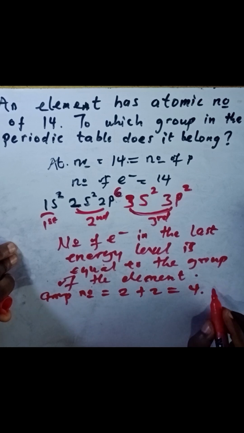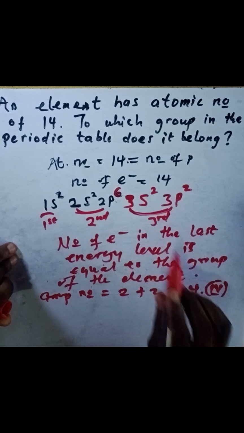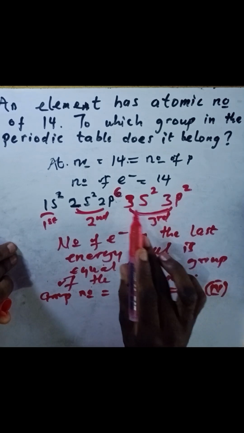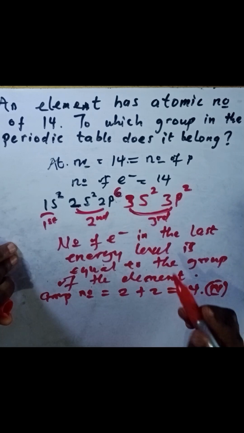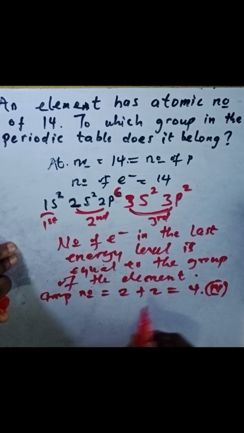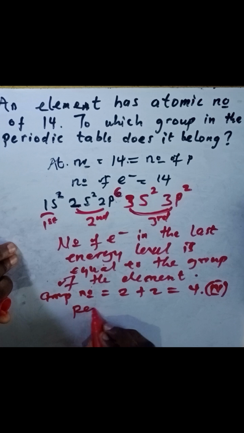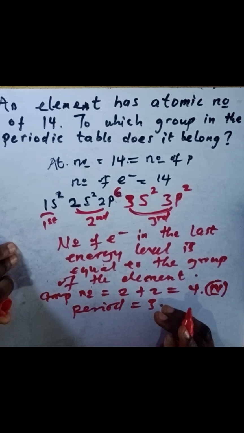But we normally write this group in Roman numeral format, so we write it as IV. Now again, what does this 3 mean? That's the last shell, and it tells you the period to which the element belongs in the periodic table. So the group is 4, while the period is 3. There's the other method in which you just simply use the shell notation.